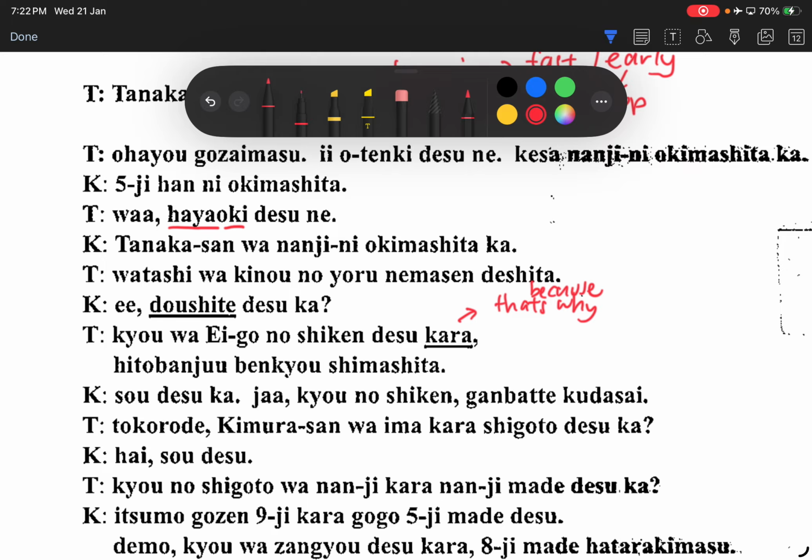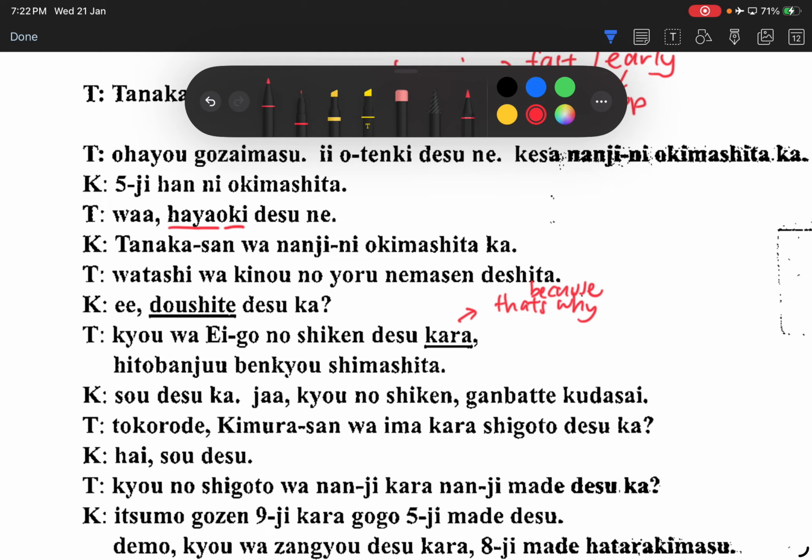Okay, so Kyo is today, right? You know what is shiken? Exam. So 英語の試験, English exam. So today is English exam ですから。Then we read the next line first. 一晩中勉強しました。You understand what is 勉強しました, right?